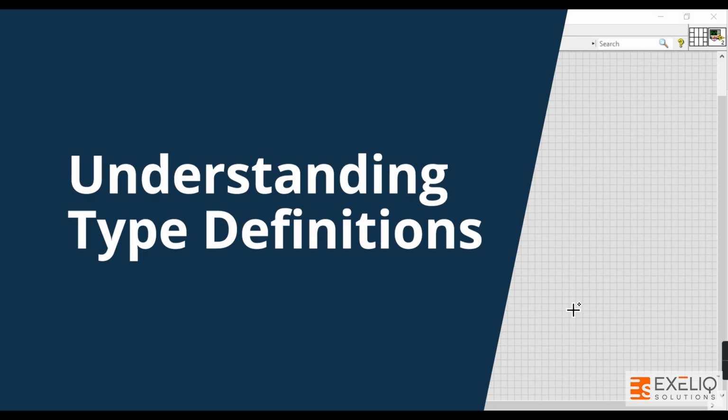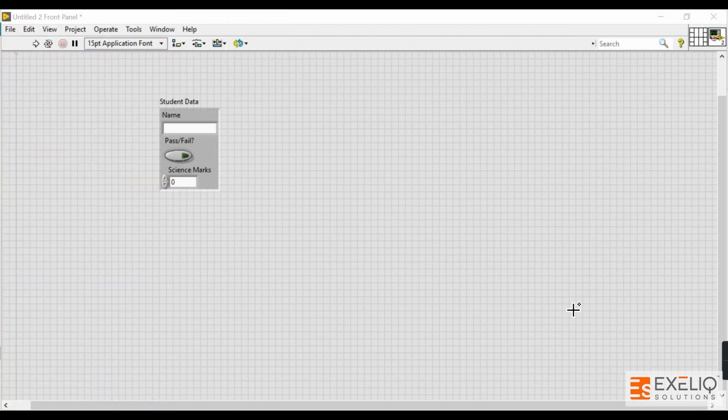Hi, in this video, we are going to talk about what is type definition and how do we implement it in our software. So type definitions are the instances which have the capability to reflect any kind of changes or modifications throughout all the instances.